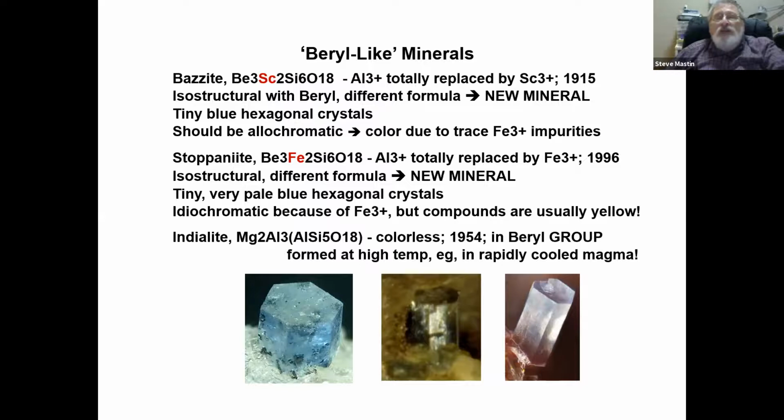And then very recently, another one has finally been analyzed to figure out what it is. And it's indialite, because it was found in India. And it's this strange formula, but if you untangle it, what you realize is it's the same kind of formula that you find with beryl. But it's very strange. It was formed on the side of a volcano. So it's only formed at high temperatures in rapidly cooled magma.